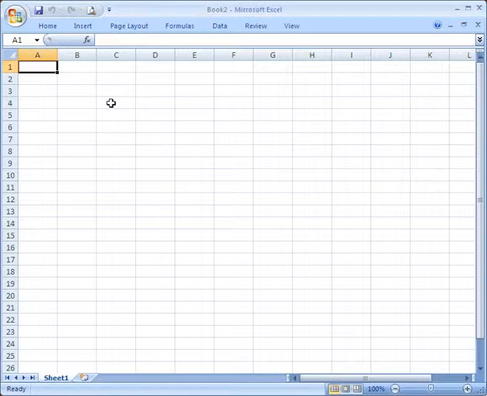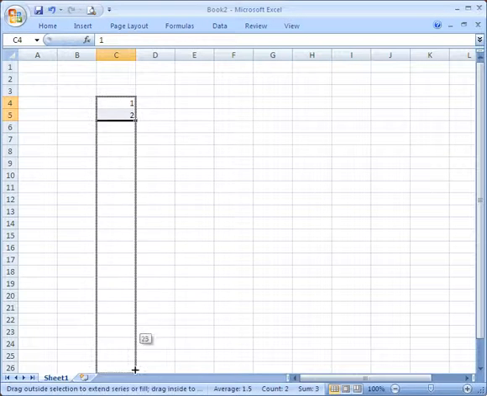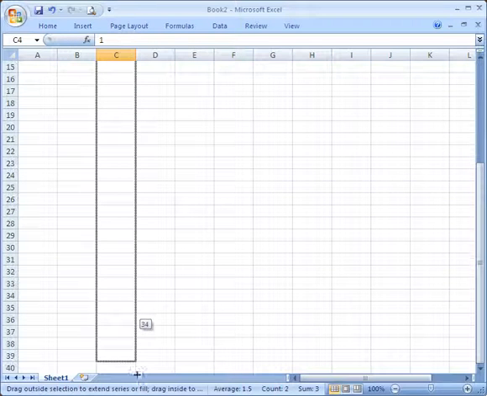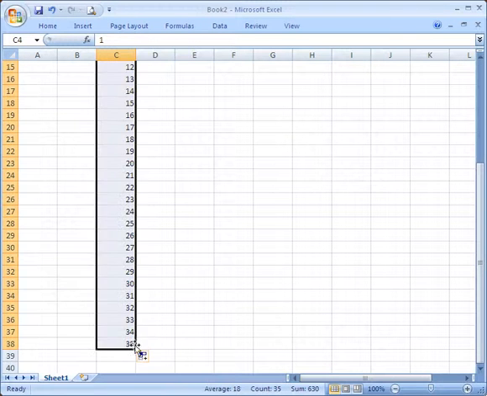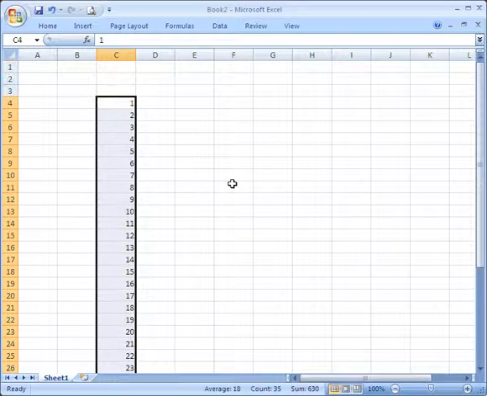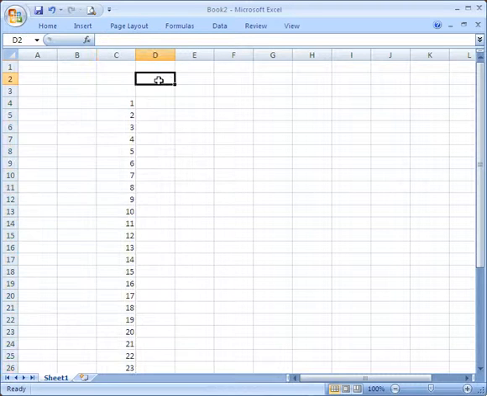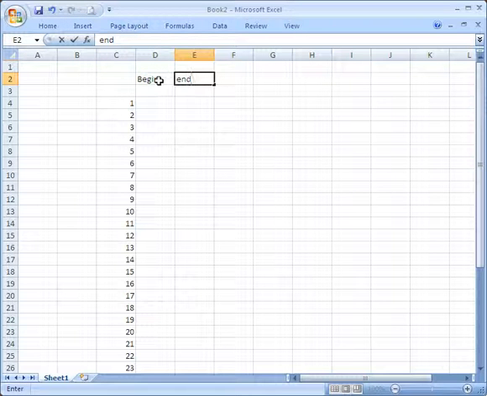Let's track the 35 years here. Drag down for 35. And since we intend to put in money at the beginning of the year and let whatever we have in the bank grow during the year, we'll label two columns begin and end.